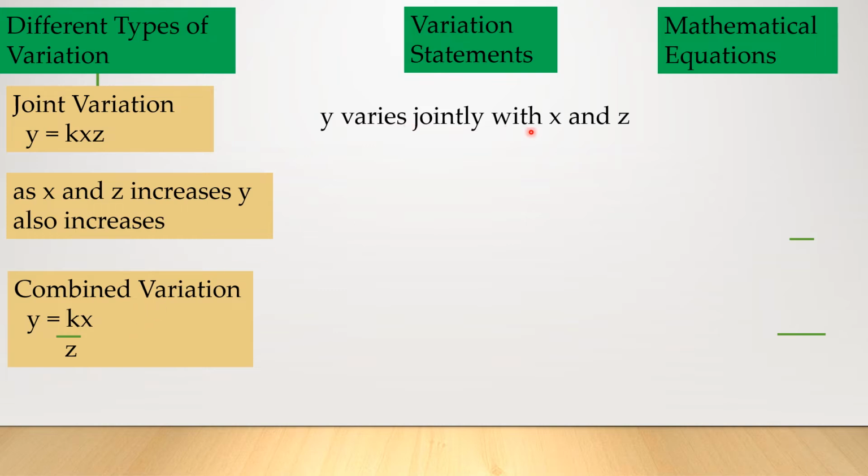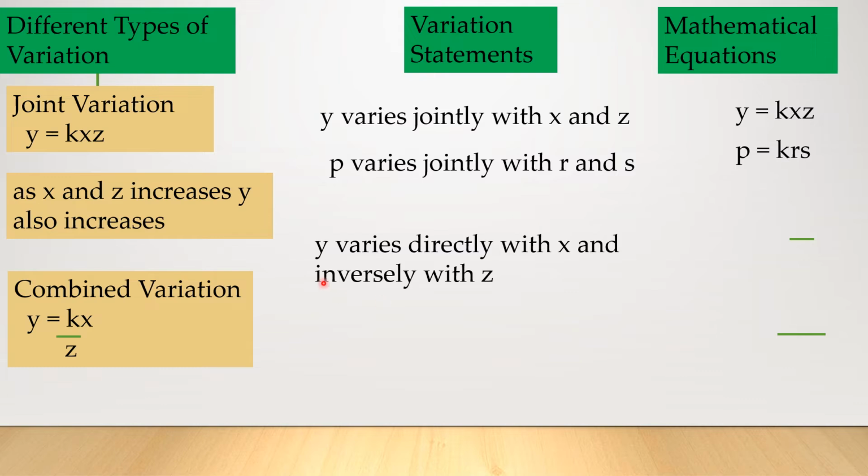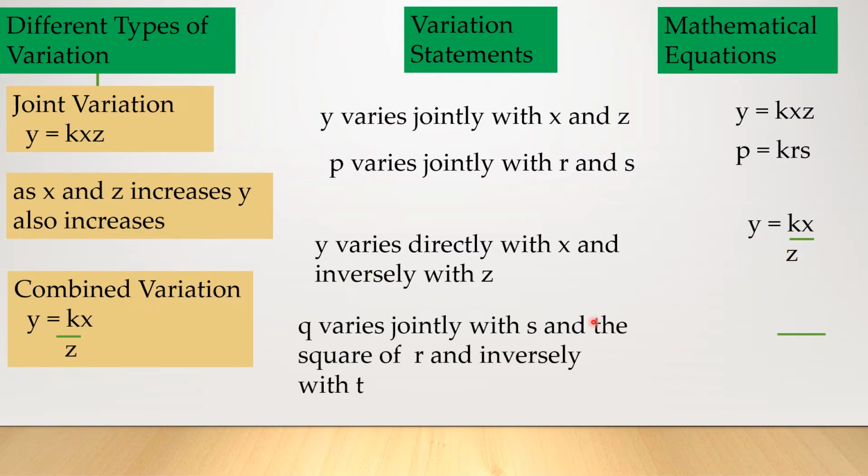So y varies jointly with x and z means y is equal to k times x times z. P varies jointly with R and S means P is equal to K times R times S. So just simply multiply the two other quantities here with the constant of variation. Now, for combined variation, we have Y varies directly with X and inversely with Z. Means Y is equal to K times X divided by Z. Because inversely means the other quantity should be in the denominator.